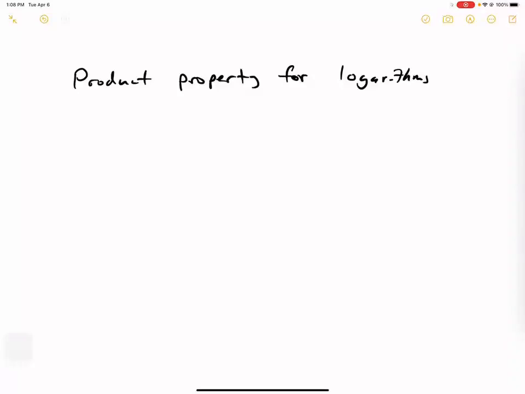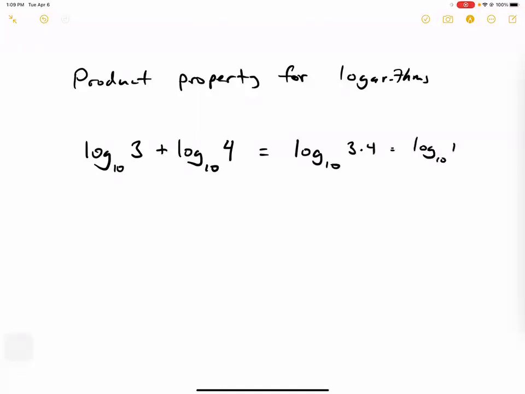If I am adding logs, if I say log base 10 of 3 plus log base 10 of 4. Okay, if I am adding logs on the outside, I am multiplying them on the inside. Okay, this is the rule.